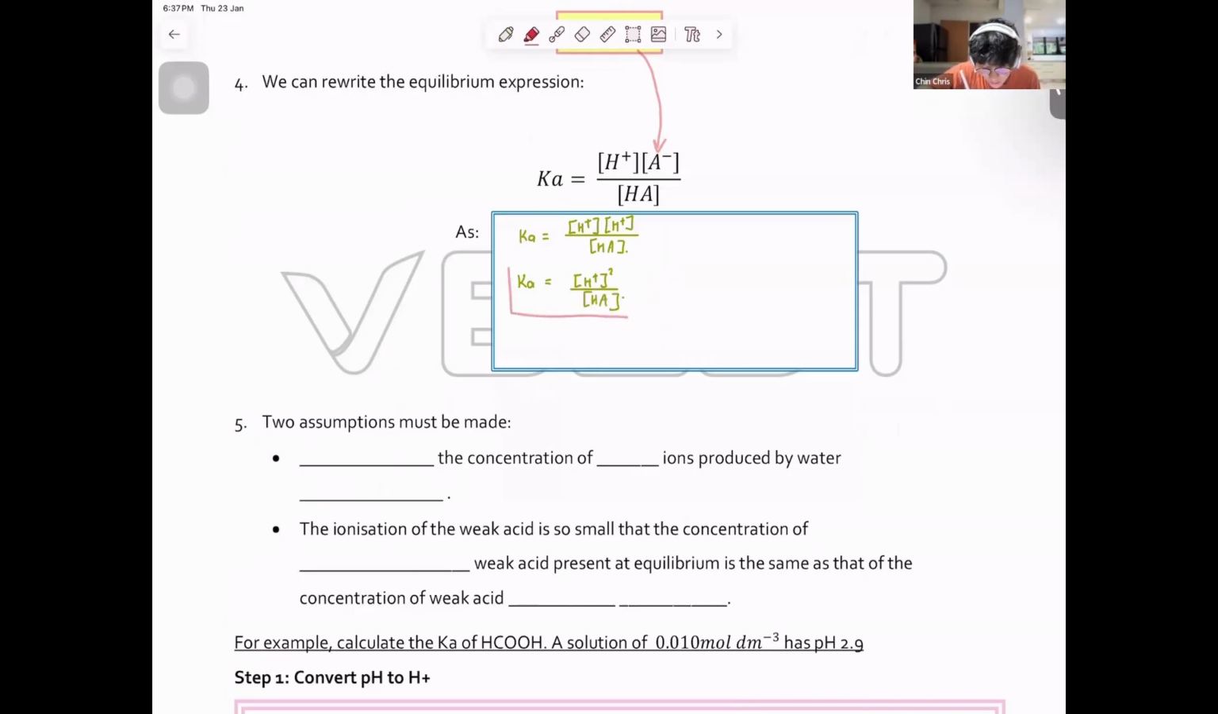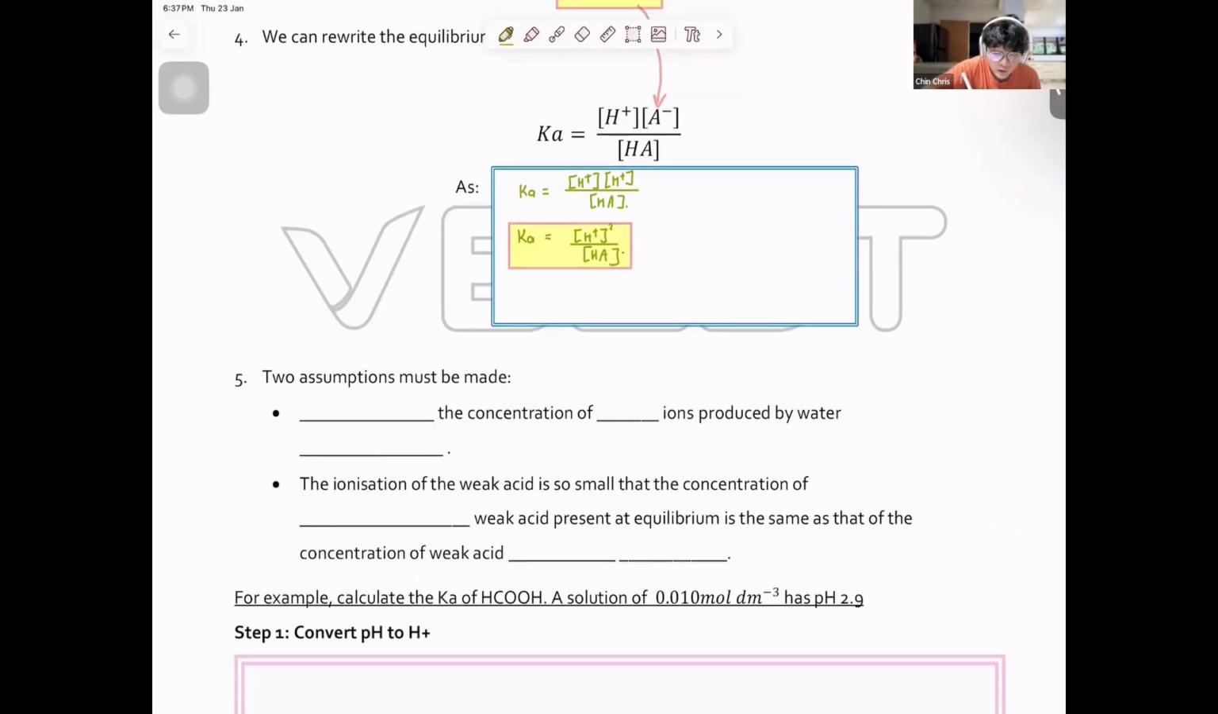You can highlight this entire formula. You can only apply this equation to a weak acid. If it's a strong acid, we don't use this formula. If it's a weak acid, yes, we can use this formula.